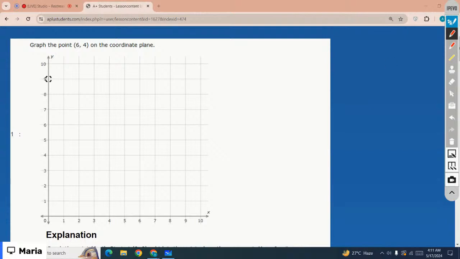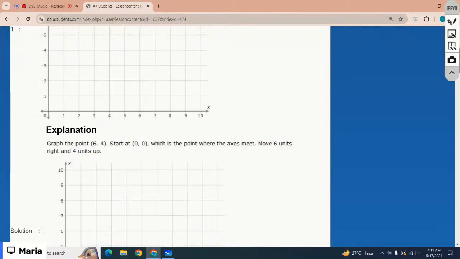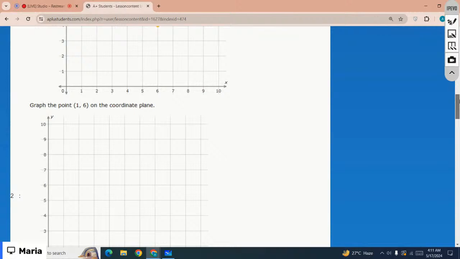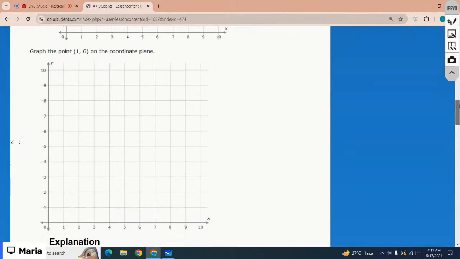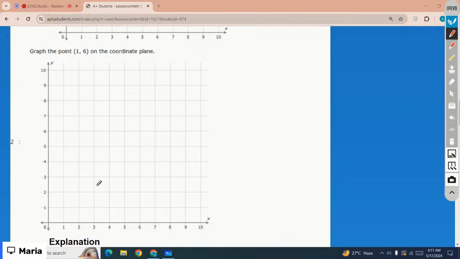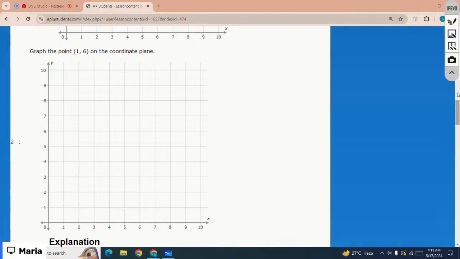Let's just look at the other example, because for this lesson you just have the examples. You don't have the tutorial. Graph 1, 6 in the coordinate plane. Okay. X is 1, y is 6. Here is 1, right? So plot a point in front of 6. So here is y 6 and x 1. Got it? Okay, let's just see the other example we have.